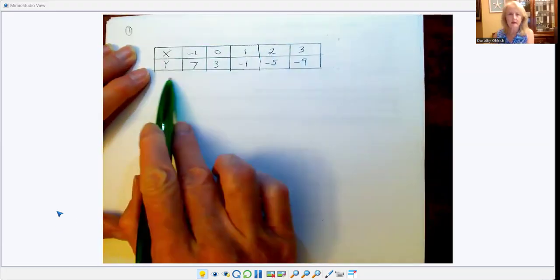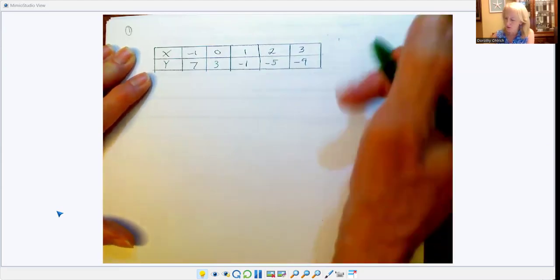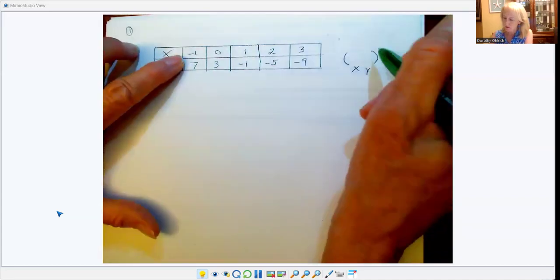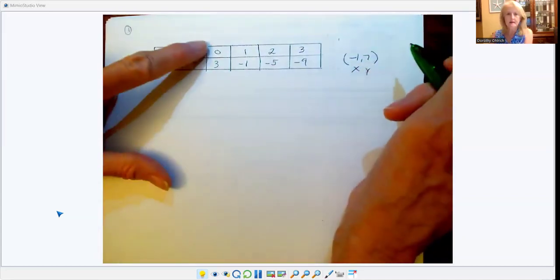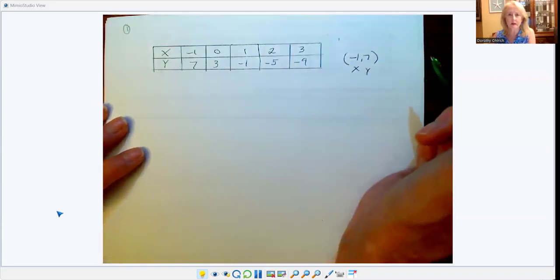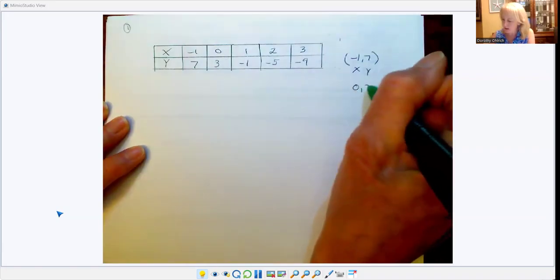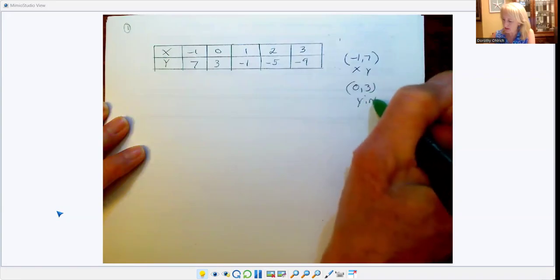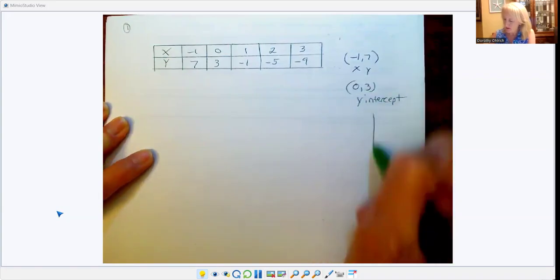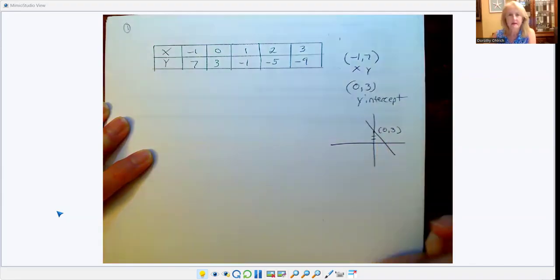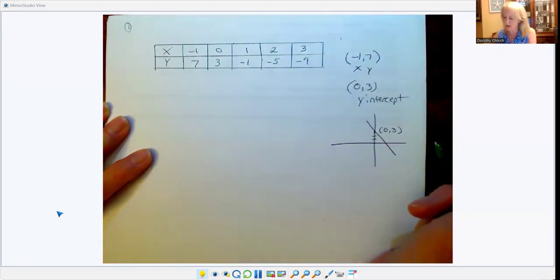These are the x's. These are the y values. So you know a point consists of an x and a y coordinate. So one point would be -1, 7, 0, 3, 1, -1, etc. What do you know about the x being 0? That point, 0, 3, would be the y-intercept, because wherever something crosses the y, x is 0. Something to be aware of when you're looking at a set of points.